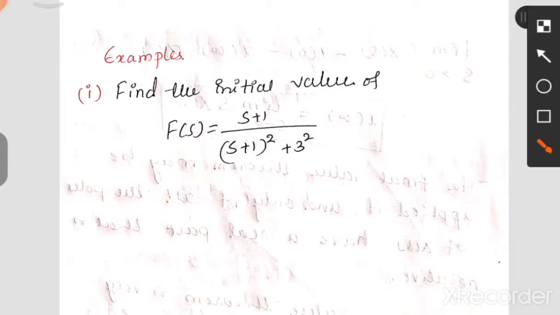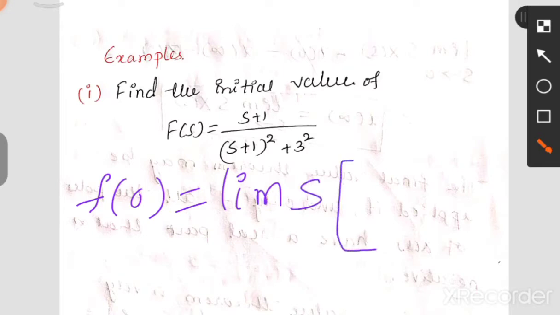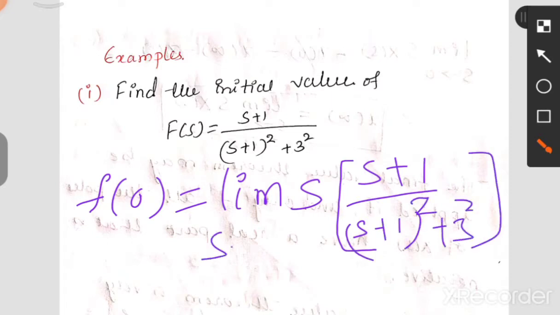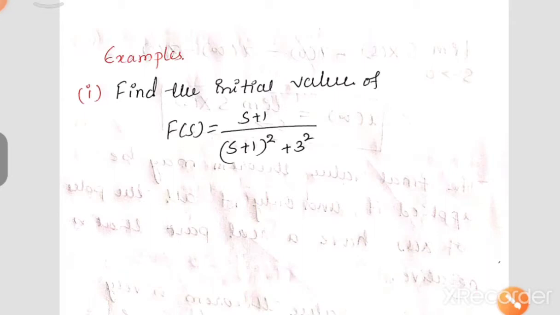So now we will find out f of 0, where we have to write the limit as s tends to infinity of f of s, which is (s plus 1) divided by ((s plus 1) whole square plus 3 square). Don't substitute infinity directly over here. When you substitute infinity, this is infinity plus 1, again infinity, and this is infinity plus 1 whole square, infinity, and then plus 3, again infinity by infinity, which is undetermined. So that you don't go for.